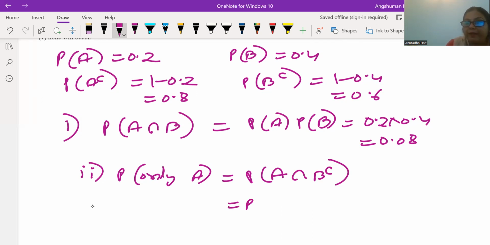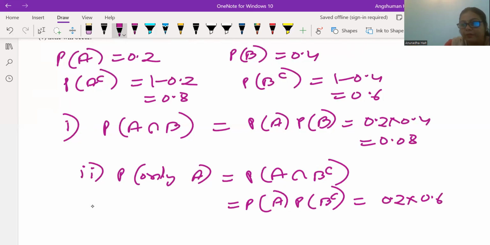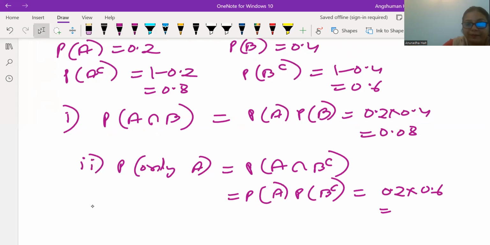So again, they are independent. If A and B are independent, there is a formula which can be derived that A and B complement are also independent, A complement and B are also independent, and even A complement and B complement will also be independent. So I can write probability of A into probability of B complement. So probability of A is 0.2, B complement is 0.6. So you will get the answer here by multiplying.